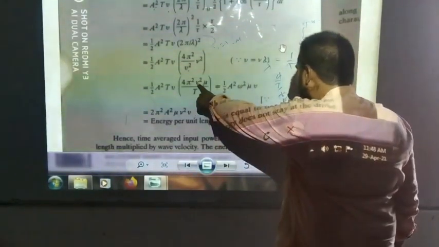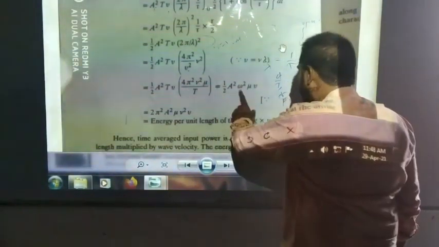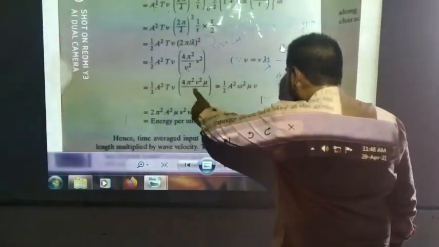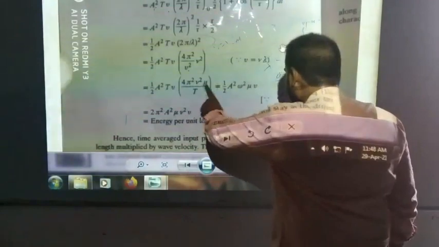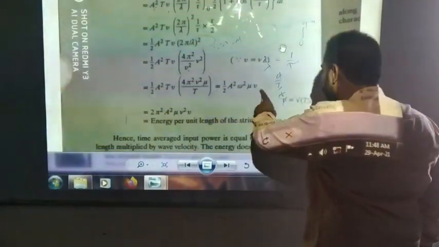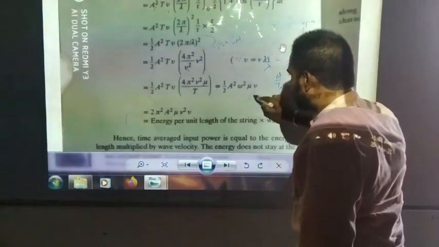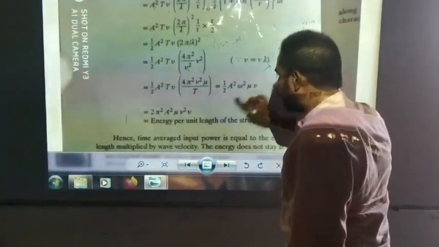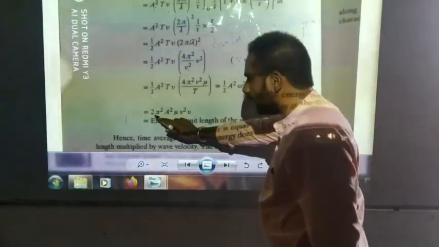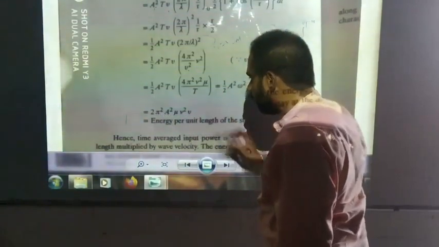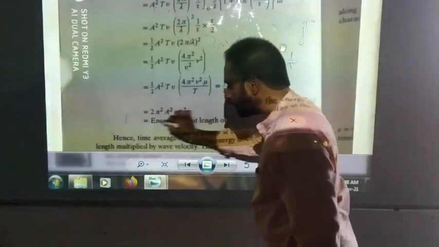Because 2 pi nu is nothing but omega. So 4 pi square nu square will become omega square. Half a square, T gets cancelled, into mu. So half a square omega square mu v. Okay, by substituting the value of omega square and cancelling, we will get at last 2 pi square a square nu square mu v. Okay, this is what? Energy per unit length into wave velocity. So this is our last expression.